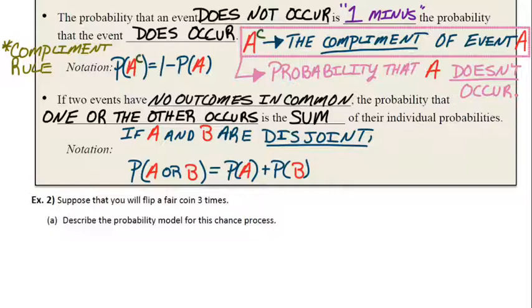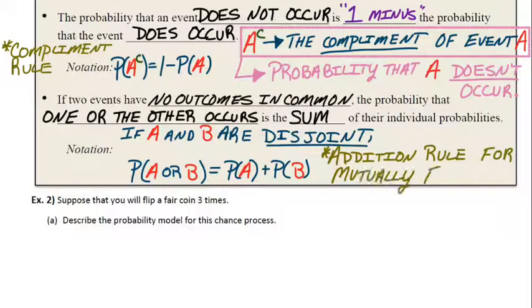For example, if you flip a coin, you can't get heads and tails at the same time. So definitely one or the other has to occur. So if I said, what's the probability you got heads or tails? It would be 0.5 plus 0.5, which would equal 1. So this is the addition rule. We call this the addition rule for mutually exclusive events. And we'll talk about mutually exclusive a little more in just a second. But that means two events that can't occur at the same time. So either one or the other has to happen, but they both can't happen at the same time.